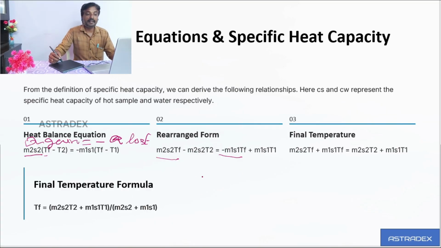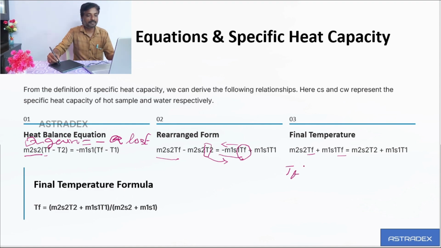If we again rearrange this equation, the Tf term goes to the left side and the T2 term goes to the right side. So the rearranged equation is given here: M2 S2 Tf plus M1 S1 Tf will be equal to M2 S2 T2 plus M1 S1 T1. In the left hand side, Tf will be a common term. That common term can be taken out.